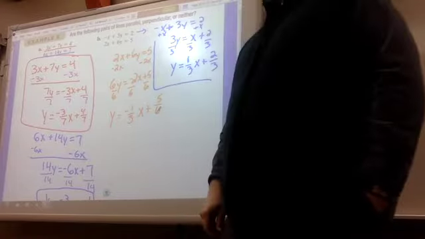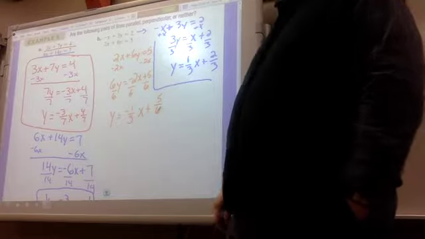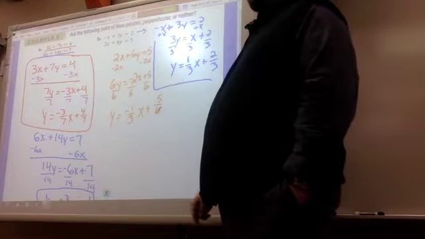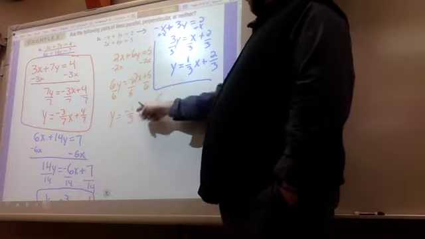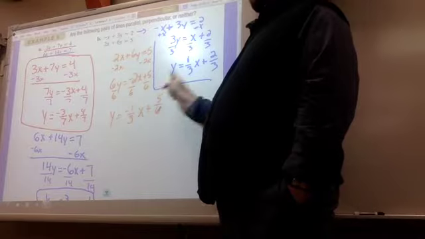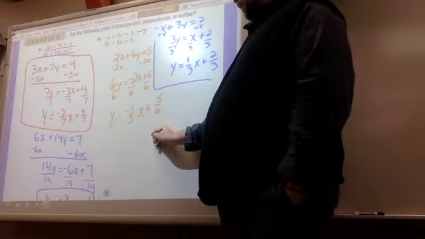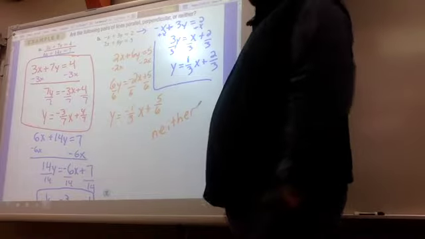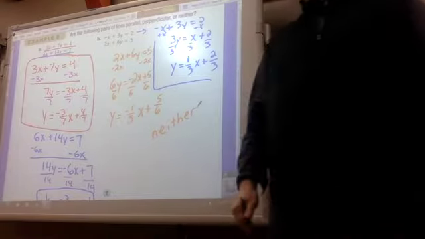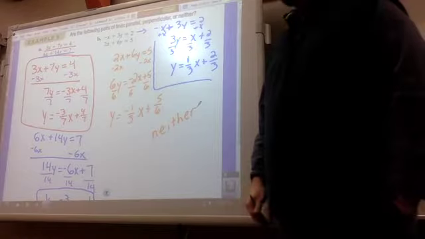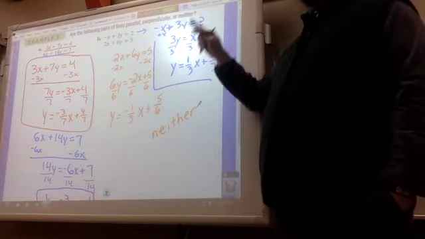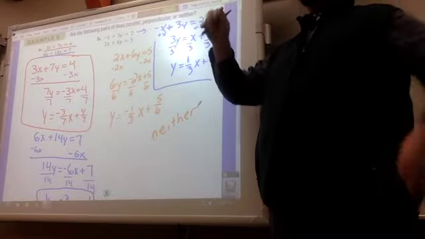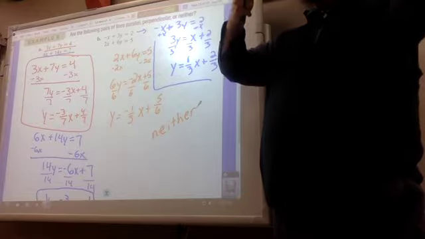So I compare. Are they the same slope? No. They have different signs, but is one the other one flipped over? Yes, they're actually the same fraction, aren't they? So this one will actually be neither. For reciprocals, or for perpendicular, one of them needed to be 3 over 1, and they have different signs, and then one of them needs to be the flip of the other.